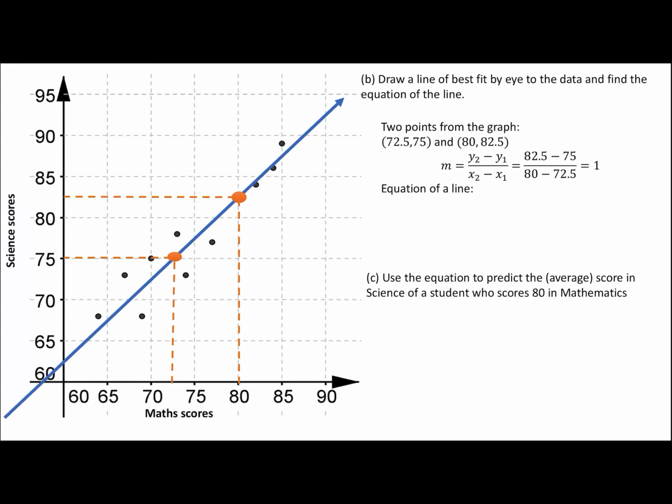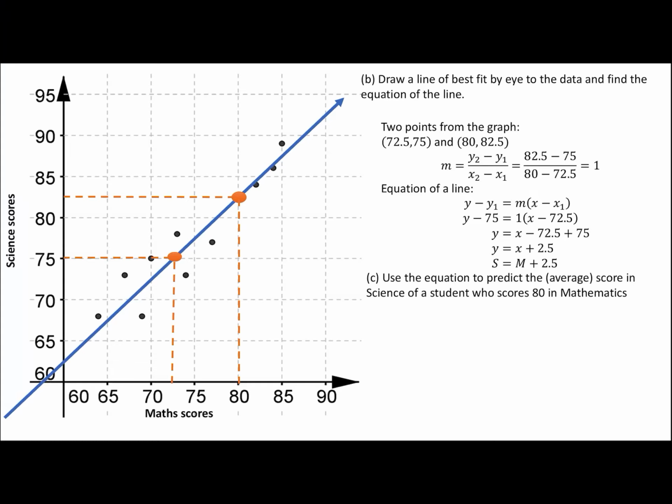Equation of a line can be found using the formula y minus y1 is equal to m times x minus x1. So the equation of the line is y is equal to x plus 2.5. But y is for the vertical axis, showing science scores. X is the horizontal axis, showing math scores. So S is equal to M plus 2.5.